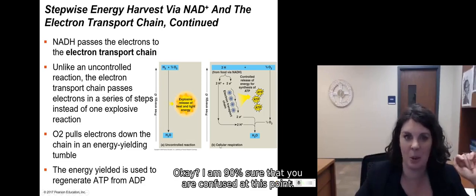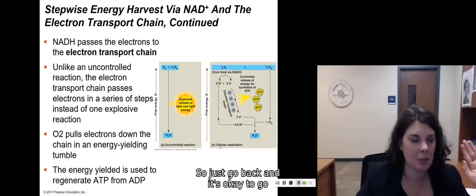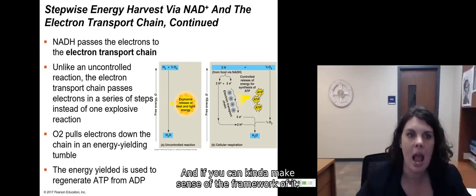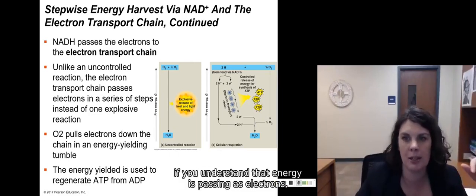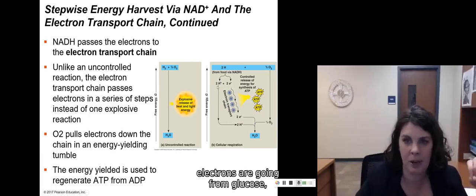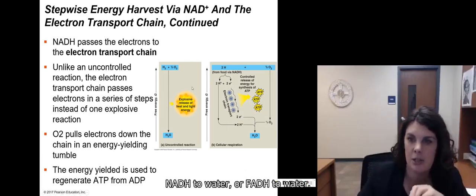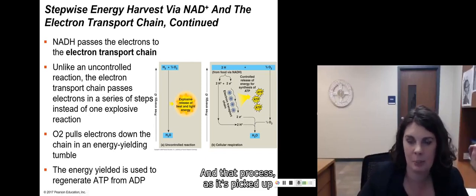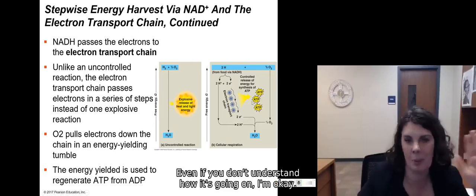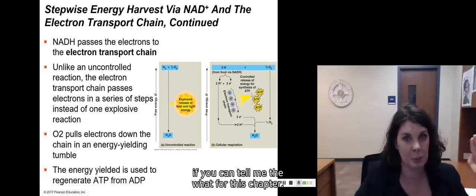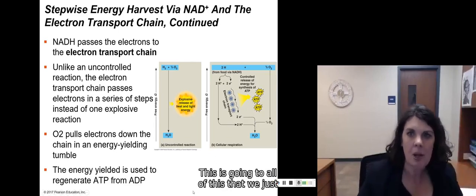Okay, I am 90% sure that you are confused at this point. So just go back, and it's okay to go back and write out your notes. And if you can make sense of the framework of it, even if you don't understand how this is working, if you understand that energy is passing as electrons. Electrons are going from glucose to NADH to water, or FADH2 to water. And that process, as it's picked up by oxygen, it loses its energy, and the energy from electrons is turned into ATP. Even if you don't understand how it's going on, I'm okay if you don't understand the how in this chapter, if you can tell me the what for this chapter.